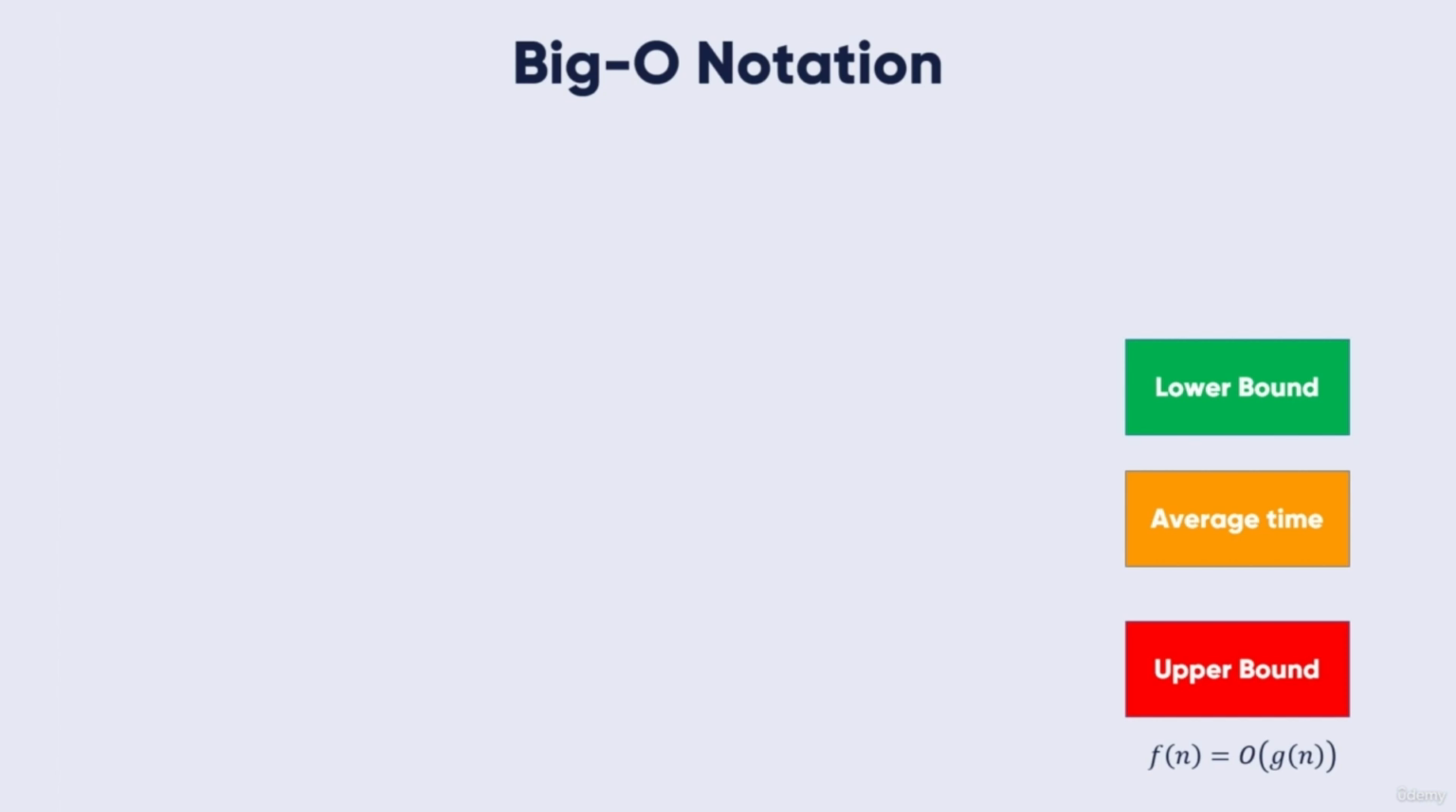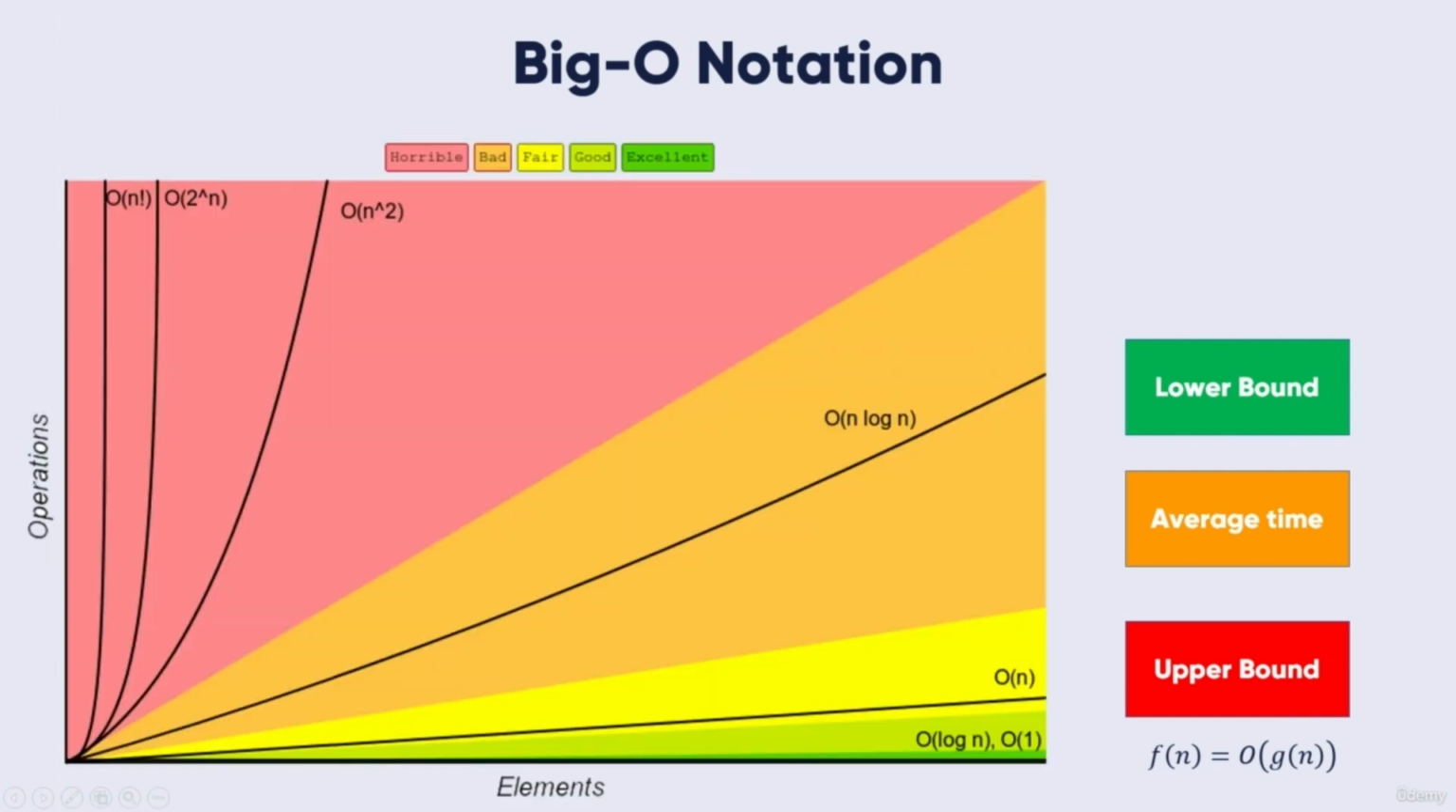Okay? So let's assume this notation gives the tight upper bound of a given function. Generally, it is represented as f of n equals O of g of n. This means that at larger values of n, the upper bound of f of n is g of n.